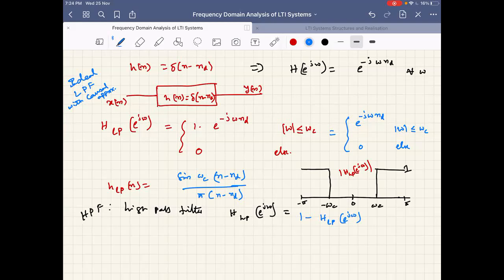Okay, and hence the h in time domain, how do we write it? Delta of n minus h low pass filter of n. This is how we define it. Okay, so now considering zero phase, what do we have? Delta of n minus sine omega c n by pi n. This is how we can define the high pass filter in time domain.